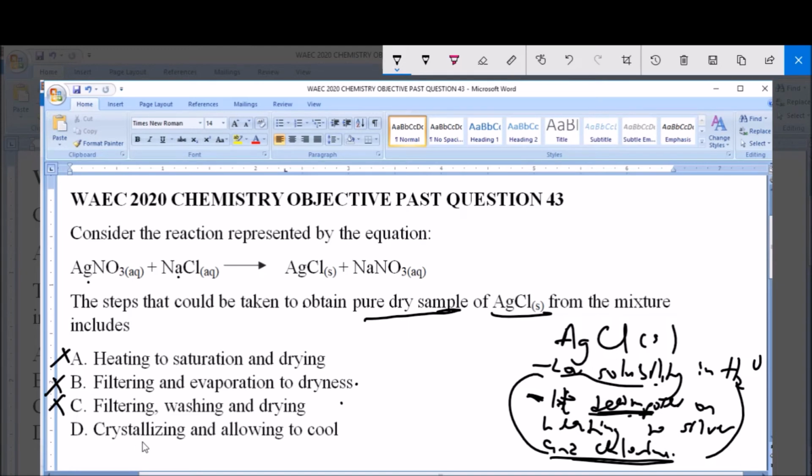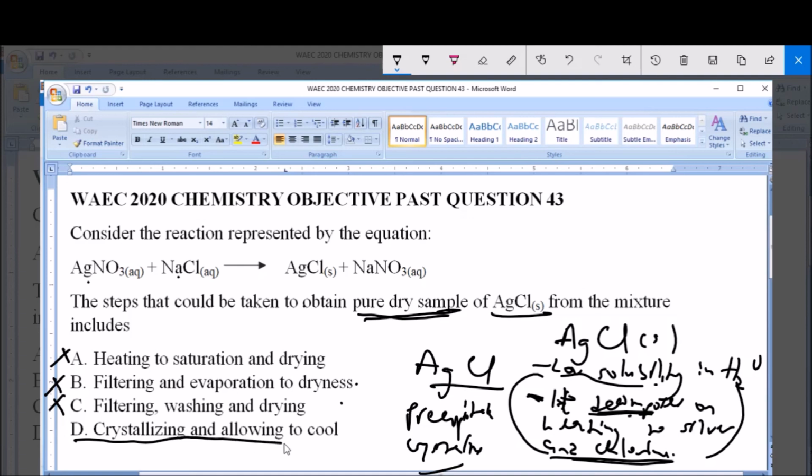However, crystallizing and allowing to cool is a very good way to obtain a pure and dry sample, as the salt, silver chloride, forms as a precipitate, or it crystallizes. So when you carry out crystallization and you allow it to cool, you have pure and dry samples of the silver chloride. So option D, crystallizing and allowing to cool, is the correct answer to this question.